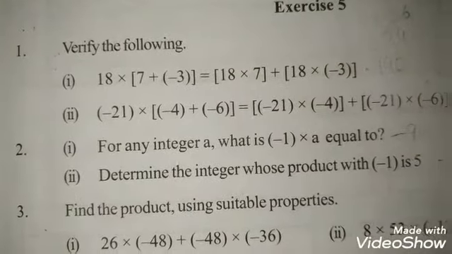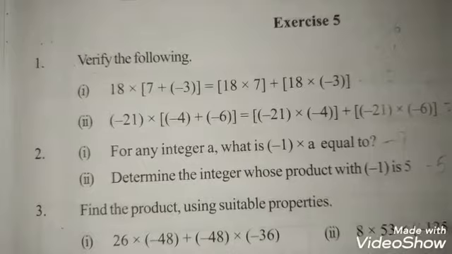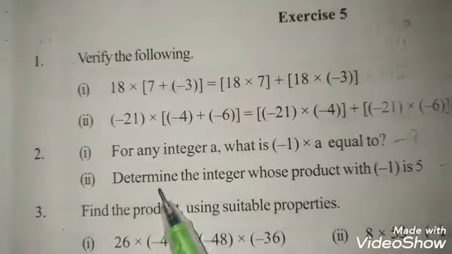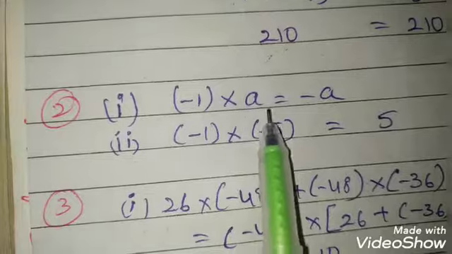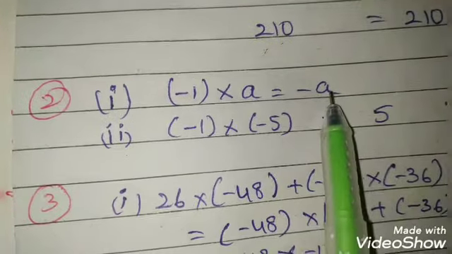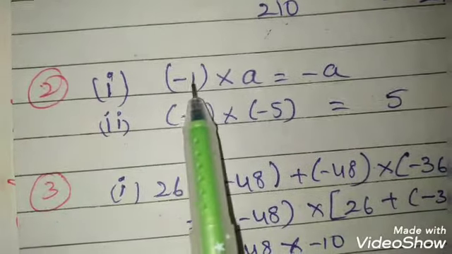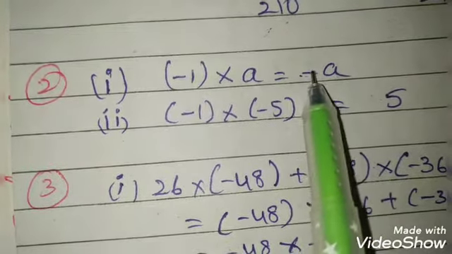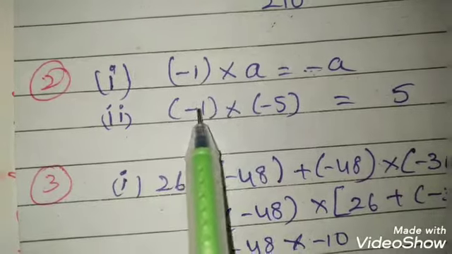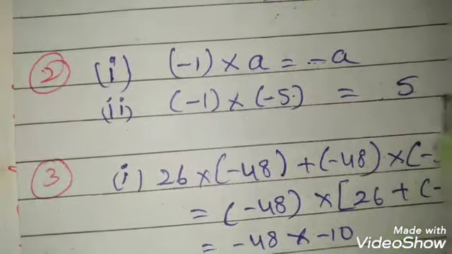Second one, for any integer a, what is minus 1 into a equal to? And the next one is, determine the integer whose product with minus 1 is 5. Minus 1 into a is always minus a. When we multiply any number with minus 1, only the sign of the integer changes. In the same way, minus 1 into minus 5, minus into minus is plus, 5 ones are 5.